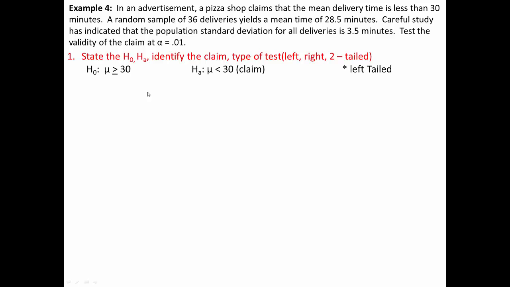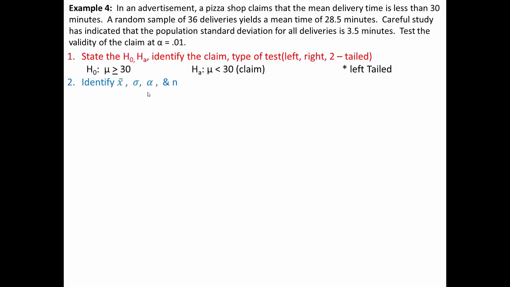A pizza shop claims that the mean delivery time is less than 30 minutes. Is that a null or an alternative hypothesis? Less than 30 is an alternative. Okay, so we start with that, and I'm just going to read that first sentence and then just write that and then say it's a left-tailed test because of what's given. And if you want to take, I'll just freeze it when I'm done with this one if you want to take this later. Careful study has indicated that the population standard deviation for all deliveries forever is 3.5 minutes. Test the validity of the claim at a level of significance of 1%.